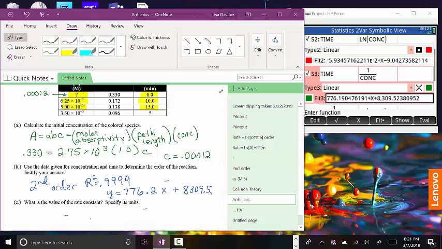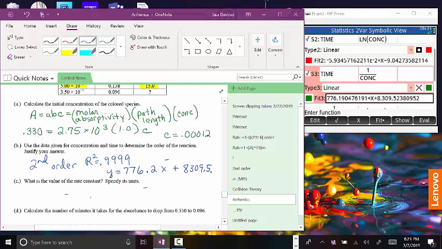Okay, so now it's like, what is the value of the rate constant? All right, well, we got it from our equation. K is equal to 776.2. And second order, so polarity of the minus 1. Oh, wait, it's 10 minutes. So let's make that right there. Minutes to the minus 1.